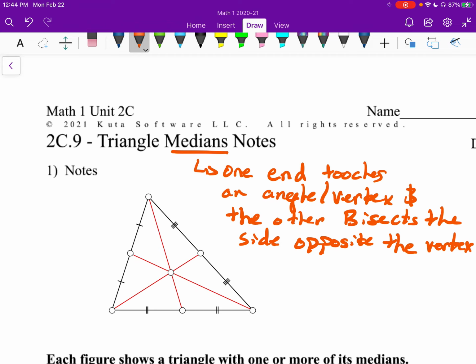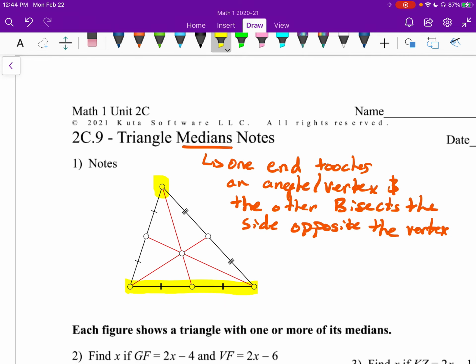Right. So a median, one end touches, or it comes out of, or there's all kinds of different ways we can think about that. One end of it touches the vertex, or it touches the angle, it touches the point, and then it goes across the triangle and it bisects the opposite side, right? This angle here that I have highlighted, the opposite side would be this bottom one there, right? So that's a big piece that we can think about, right?